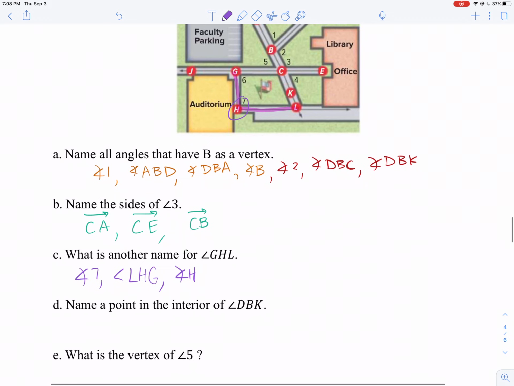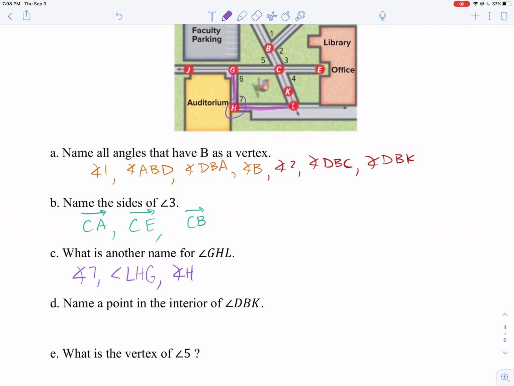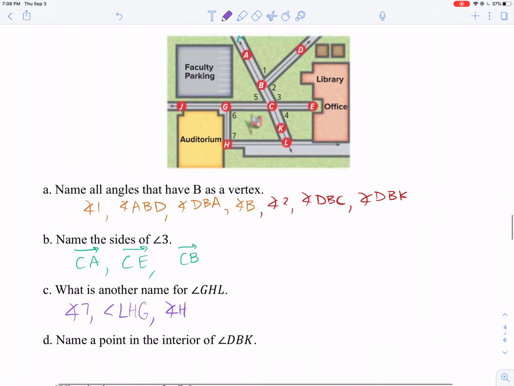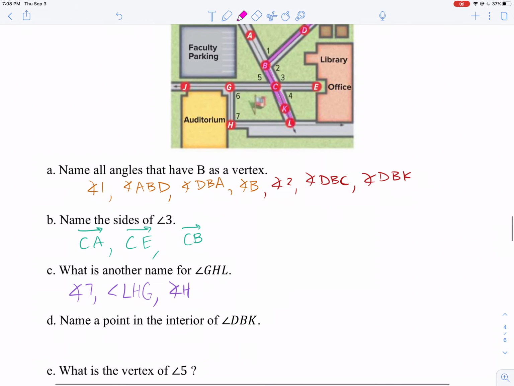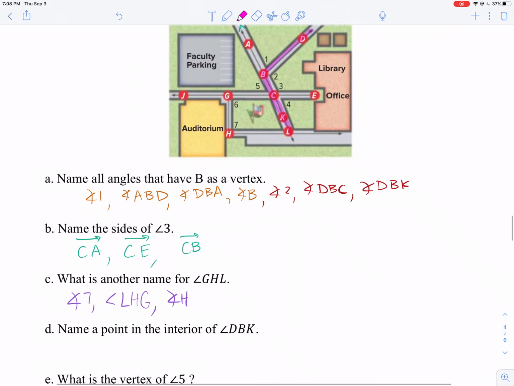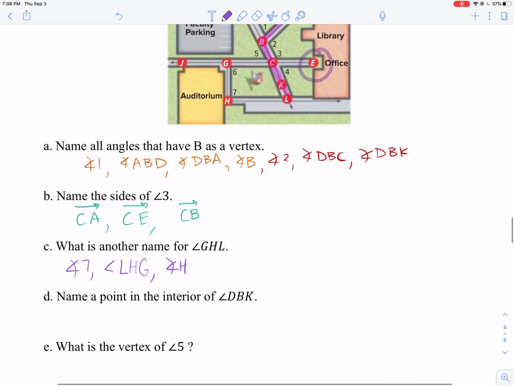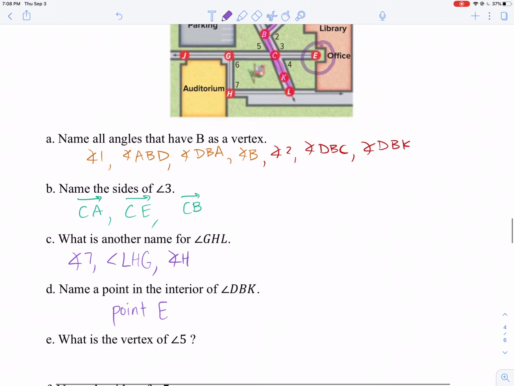All right, going to D. Name a point in the interior of angle DBK. I keep doing the wrong one. DBK. So I need a point on the interior of angle DBK. So if I look, the only point that is there is going to be this point here, which is going to be point E. Because remember it's on the interior.